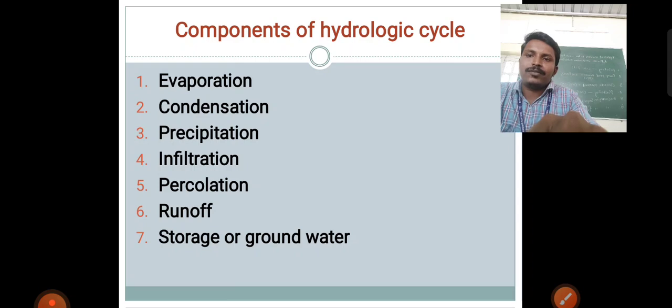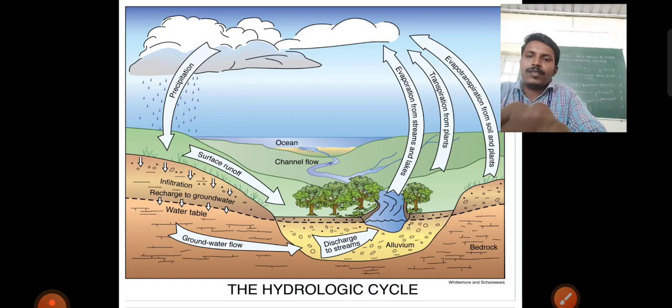Coming to condensation, what is meant by condensation? It is the change of state of matter from vapor to liquid. The evaporated air escapes from the earth to the atmosphere. When the water vapor cools down, it forms clouds. This process is called condensation.